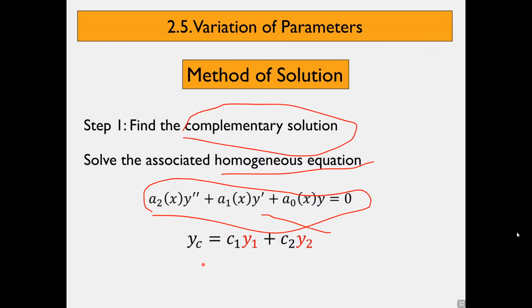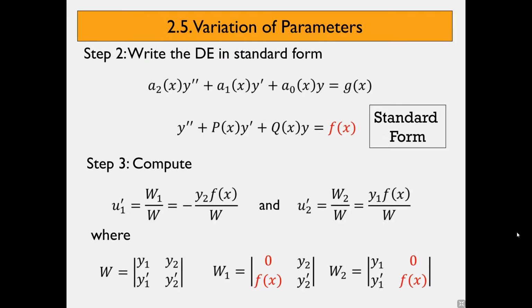So you create this yc. You know already that yc is c1 y1 plus c2 y2. What we need is we take out this y1, y2, and then we put them in the variation of parameters method. Now you will see later where you want to plug in the y1, y2.